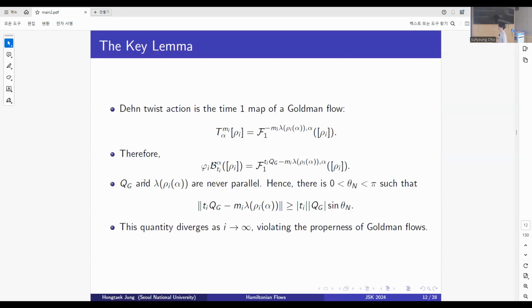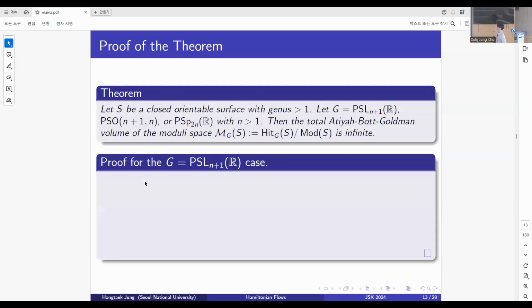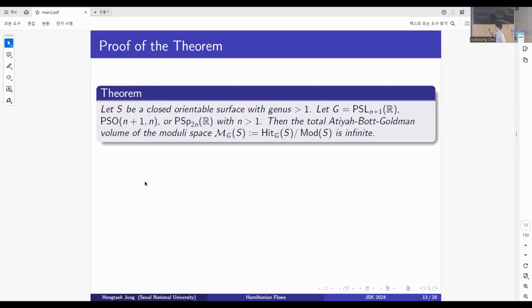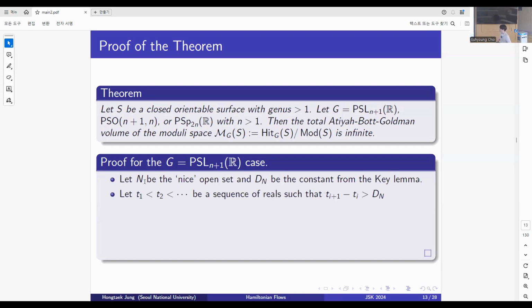So the upshot is that we can find those constants that satisfy this equation. Then now we can prove our main theorem, at least for G equals PSL_{n+1}(R). Maybe you now know what I'm going to do. You just choose a nice open set and the constant d_n from the key lemma, and you choose a sequence of real numbers whose consecutive differences are bigger than the constant d_n.